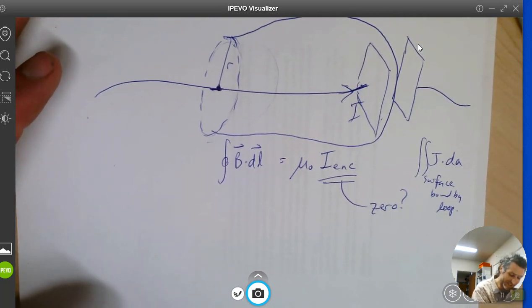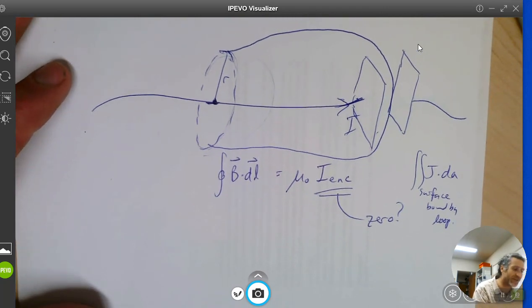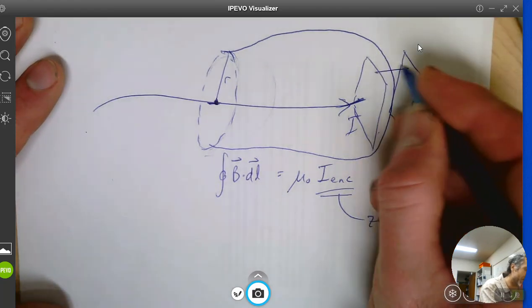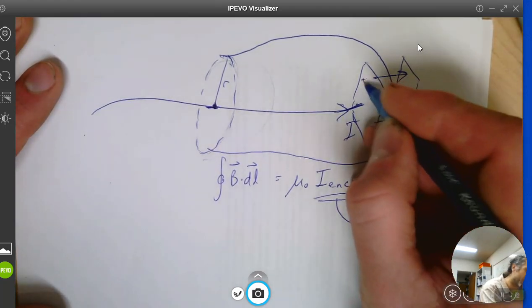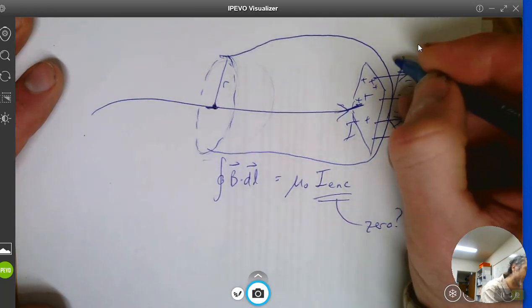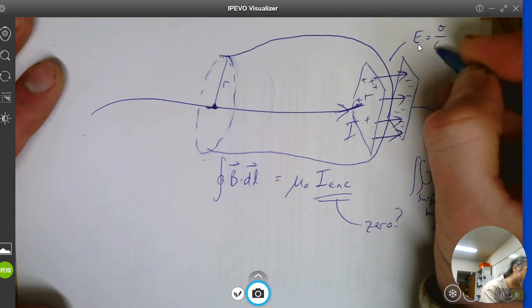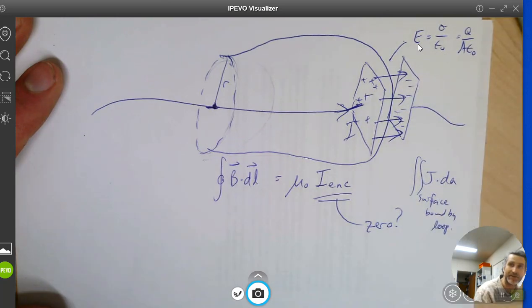Well, this is the sort of breakthrough that Maxwell made. He thought, all right, maybe it's true that there's no current going through here, but there is at least an electric field going through here, right? We're starting to supply positive charges here, and we're getting negative charges over here. And the electric field, as we were just mentioning a moment ago, is sigma over epsilon naught, or Q over A epsilon naught, right?